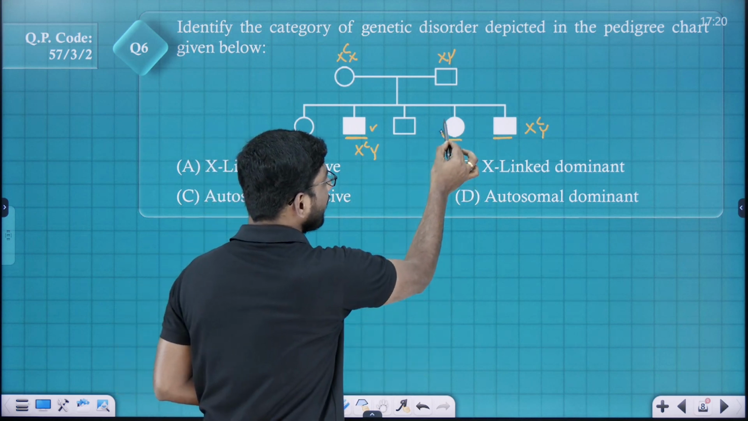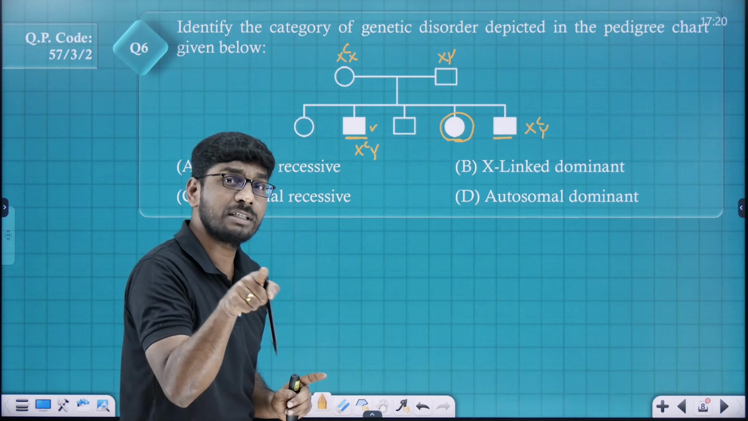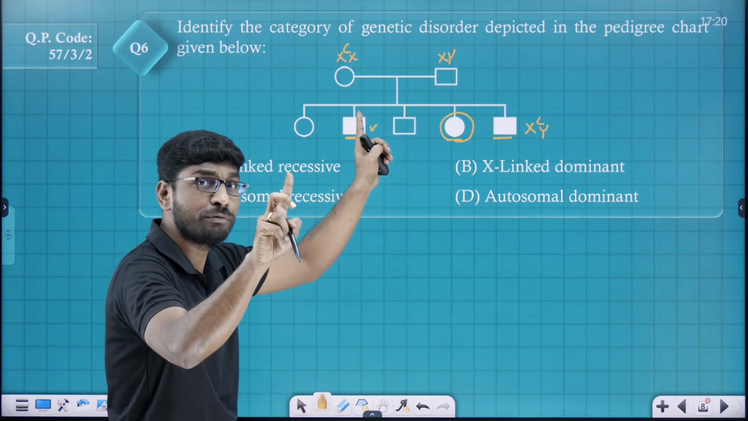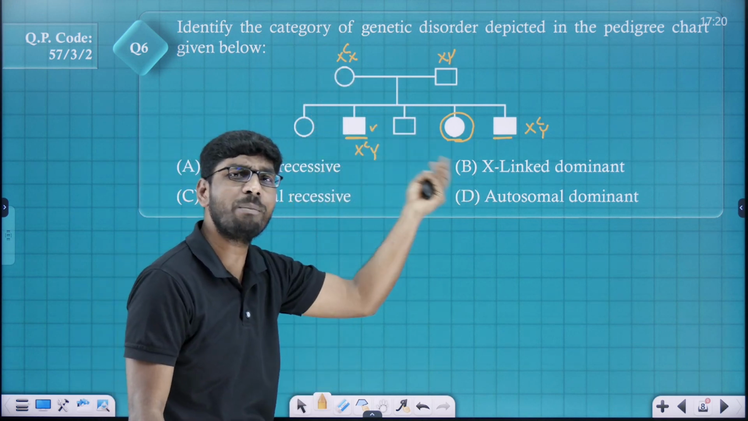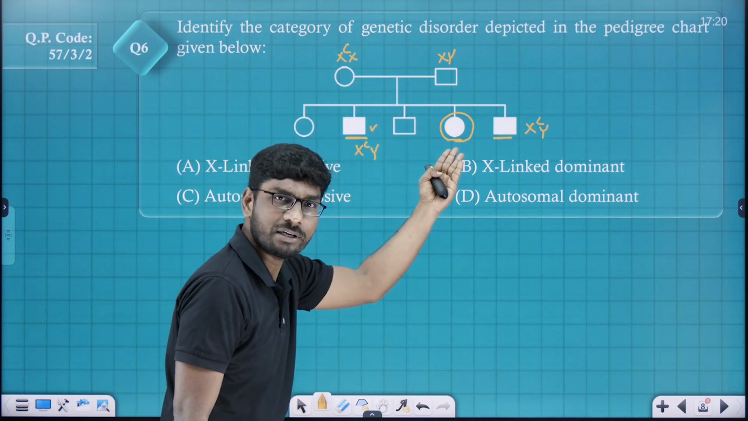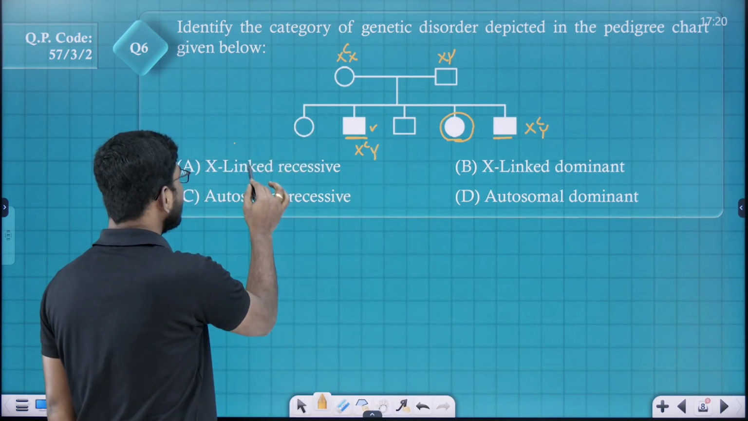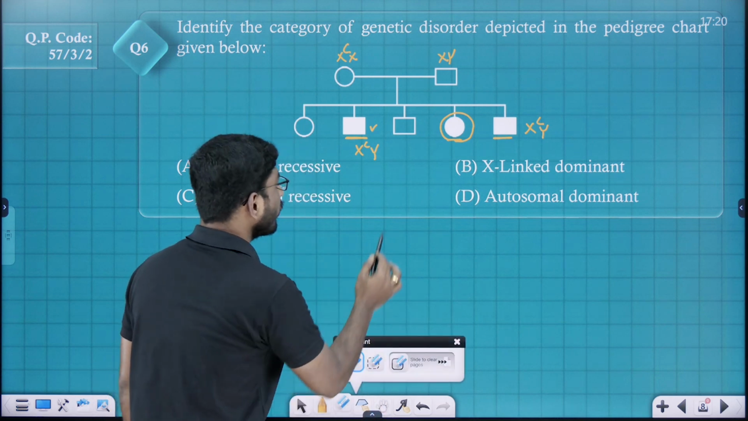How come this girl is affected? Tell me. If this girl is affected, that means father or mother, any one of these two would have been affected. But in the question, both parents are normal. How can this girl be affected? So this is not sex-linked recessive. So what is this? This is autosomal.